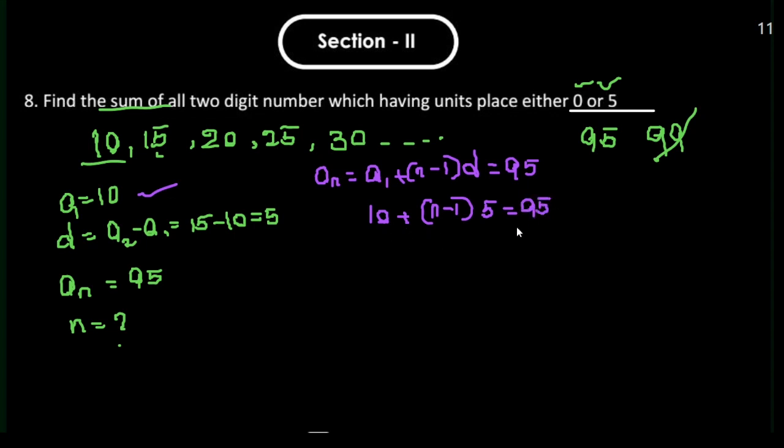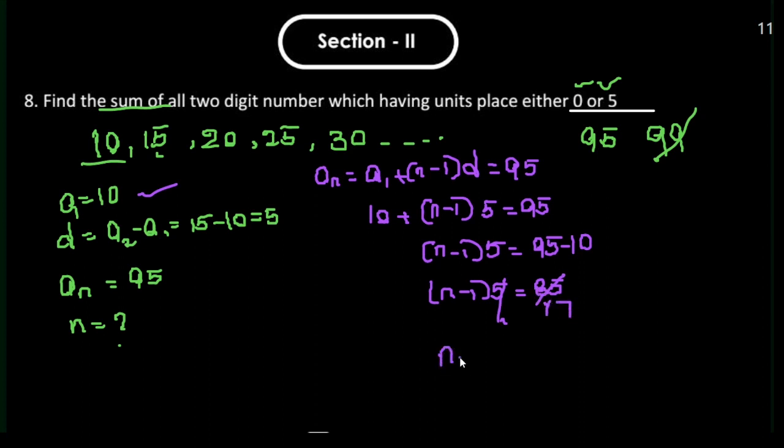Now just bring this 10 to the RHS, the other side, then it will become (n minus 1) into 5 is equal to 95 minus 10. Okay, so (n minus 1) into 5 is equal to 85, right? Here 5 ones are 5 and 5 threes are 15, so 17 will remain. So n minus 1 is equal to 17, then n is equal to 18. So we got n. How many terms are in this series? 18 terms are there. Now we need to find the sum of all these 18 terms.